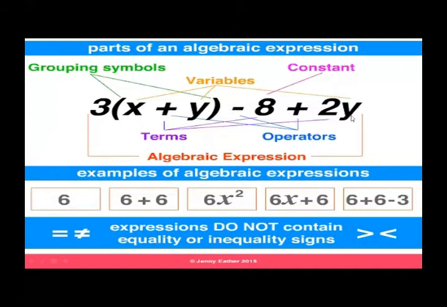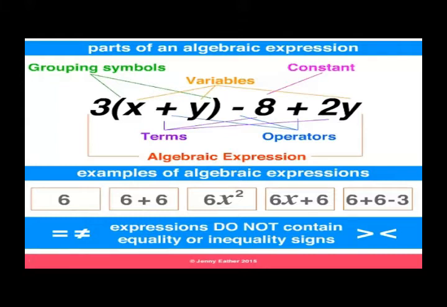So it means 3 into x plus y, 8, and 2y are connected by multiply, minus, and plus signs. They are known as operators. Each one of them is a term: 3 into x plus y is the first term, 8 is the second term, and 2y is the third term.